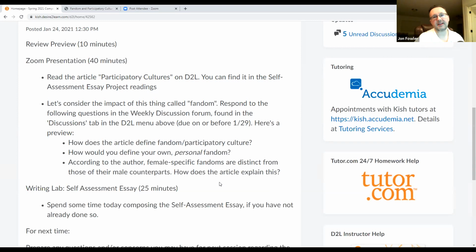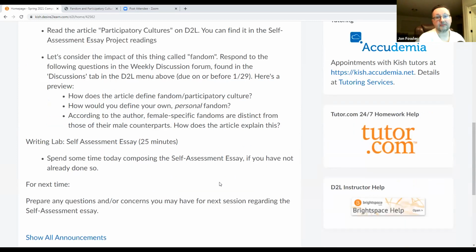Then I want to take a look at the first project and help you build toward the ideas for the self-assessment essay, our first project. Now that's going to be due in February, right around February 8th for a draft, and then February 12th for a final edition. So that's coming up relatively quickly.